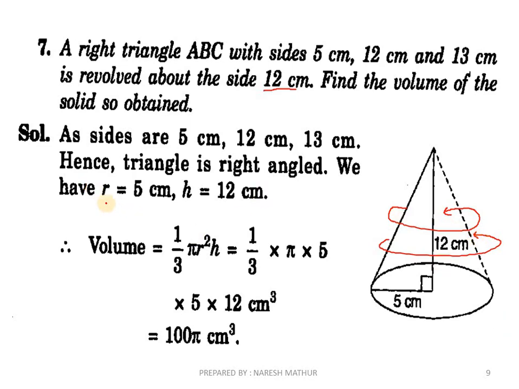So for this, we have radius equal to 5 centimeter, and height is 12 centimeter. We can get the volume by simply 1/3 pi r square h. 100 pi centimeter cube is your answer. Now if you want to change it in decimals, you can take pi as 3.14, so 314 centimeter cube would be your answer.